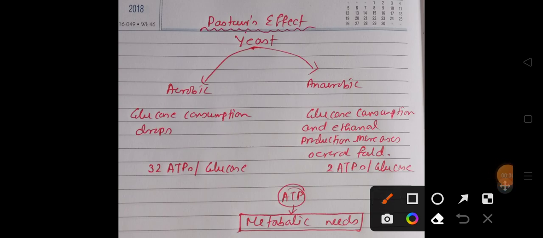So in this video tutorial, we are going to talk about another important concept of carbohydrate metabolism, that is Pasteur's effect. Louis Pasteur did several types of experiments that help us understand various important concepts of biological sciences. Today we will talk about one of them, where he did an experiment with yeast. What did he do? He exposed yeast to both aerobic and anaerobic conditions.